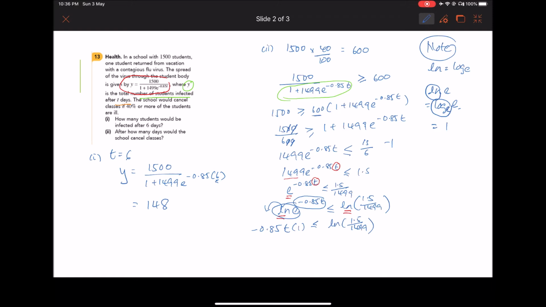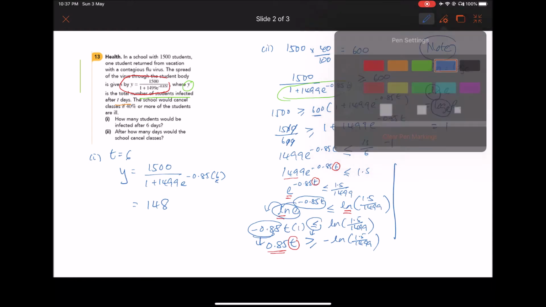Now, since we are trying to solve for t, don't forget this is a negative number, all right? So let's change all to positive first. So this one here, okay, this is negative, right? So I'm going to change to positive. So I will have to change the sign here as well, all right? And of course, I will have to change here as well, okay? So far, so good. So now, since I want to solve for t, I will have to divide both sides by 0.85, okay? So this is what I'm going to have.